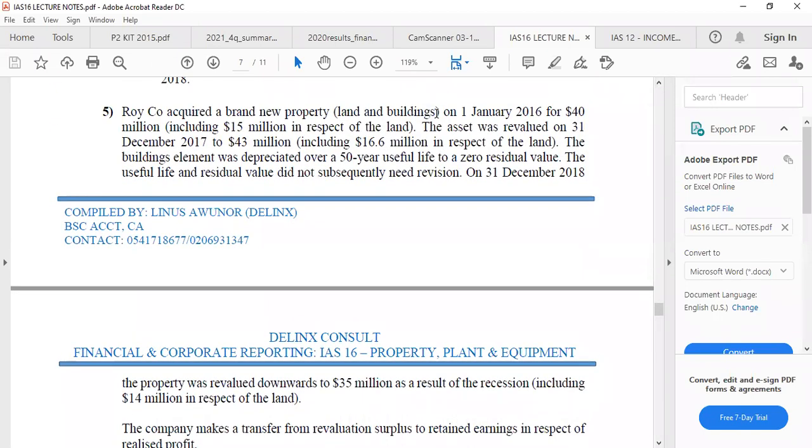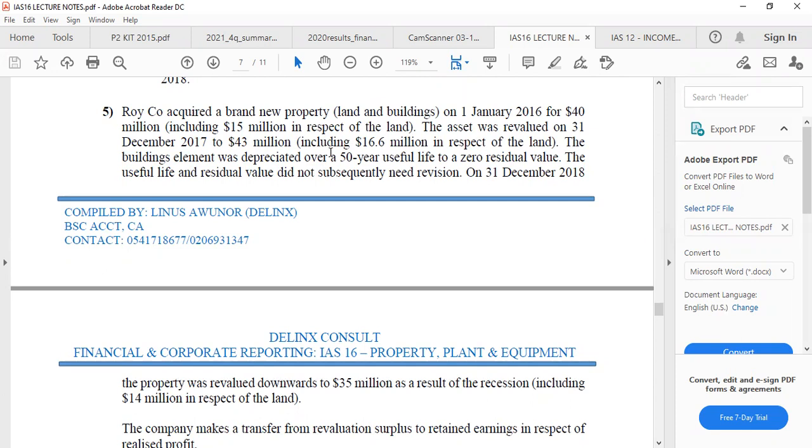Okay. That side, please. When was the asset bought? January 2016, isn't it? Okay, the asset was revalued on 31 December 2017 to what? 43 million, isn't it? Okay, on the date of acquisition to the date of revaluation, how many years did you use the asset? 2 years. So how do we calculate revaluation gain or loss? We compare the revalued amount with the carrying amount.